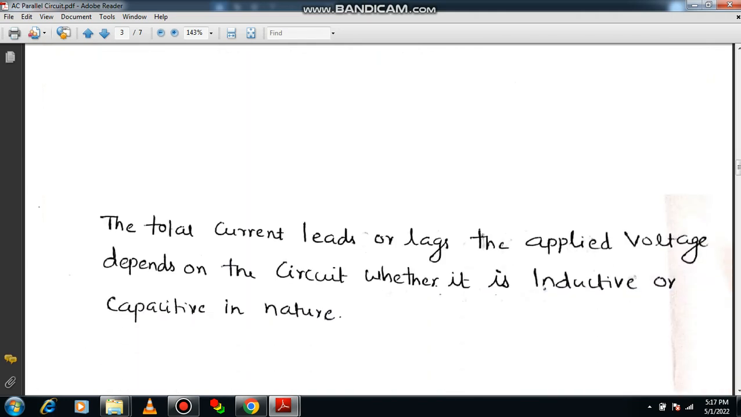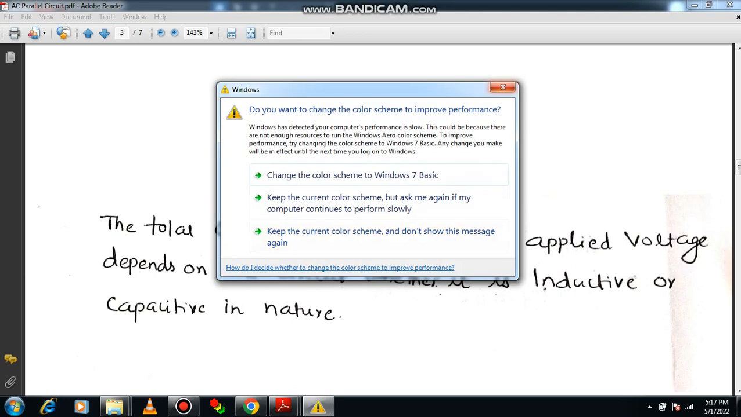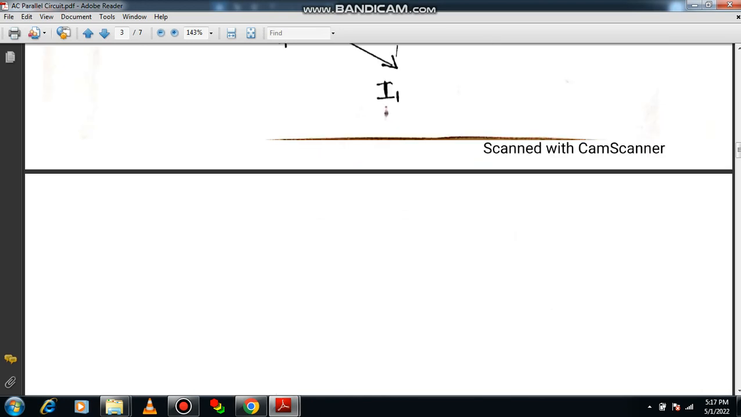And also one more thing, whether the total current leads or lags the applied voltage depends on the circuit, whether it is inductive or capacitive in nature. So I have explained in detail about the inductive circuit, capacitive circuit, and the different analyses I made. So I request everyone to go through it so that you will understand the concept very easily.